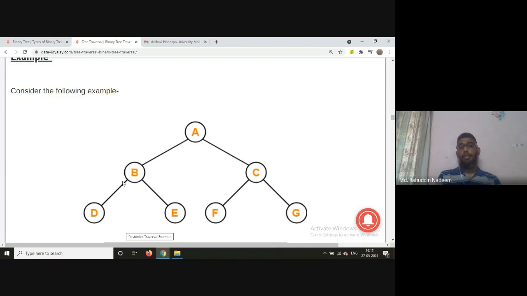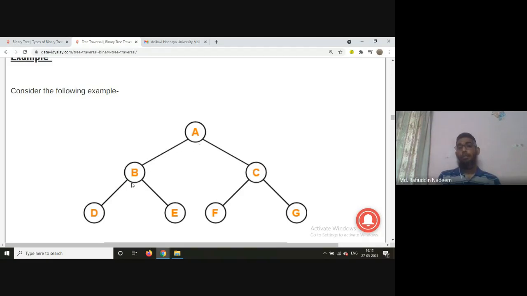After visiting D, go back to B. For B, the left side is completed. For B, you have to go to the right side. For E, there is no left side, there is no right side, then E. So first D is visited, then E is visited. Again go back to B. For B, left is completed, right is completed. Now visit the root. Now you are visiting B. So D, E, B. Go to A.